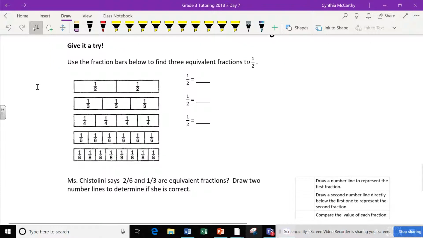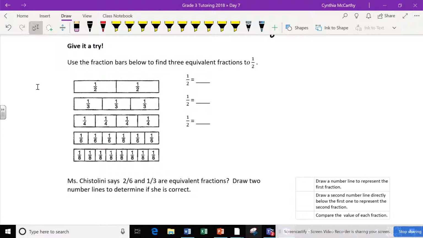Now it's your turn to give it a try. Pause the video to answer these 2 questions. The first one says, use the fraction bars below to find 3 equivalent fractions to 1/2. I'm going to give you a clue here. You're given these 4 different fraction bars, but you're only going to use 3 of them. Please find 3 equivalent fractions to 1/2.